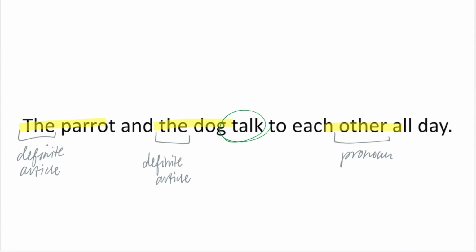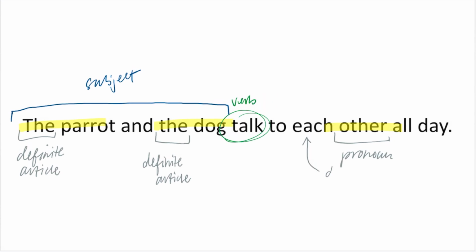As we said, the verb in this sentence is talk. The things that are doing the talking are the parrot and the dog. We can therefore say that the parrot and the dog, as one distinct unit, constitutes the subject of the verb, which is to talk. Now, we've identified other as somewhat of an object of the verb talk. We have a word each here, which is modifying other. This is what's called a determiner. Together, this constitutes the indirect object of the verb to talk.